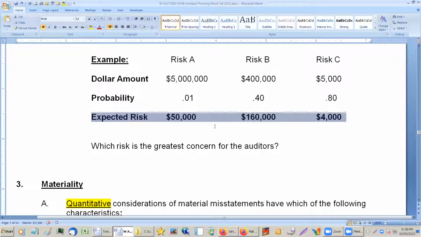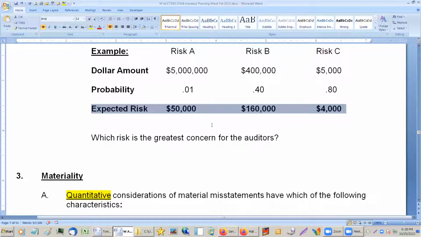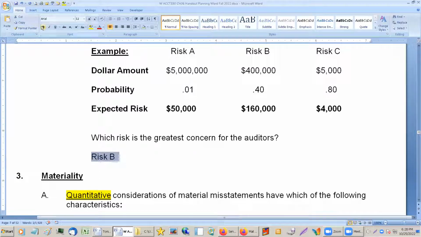So which one is probably the greatest concern? B has the highest probability, but yeah, probably risk B. And let's talk about these other ones and see about them. Let's look at risk A. Risk A, the dollar amount is by far the biggest.